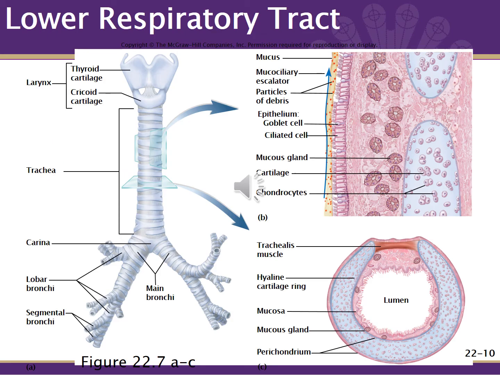This is the lower respiratory tract: our bronchial tree, the C-shaped cartilage rings, and the mucus escalator. So all those pseudostratified columnar cells are pushing the mucus up and out of the respiratory system.